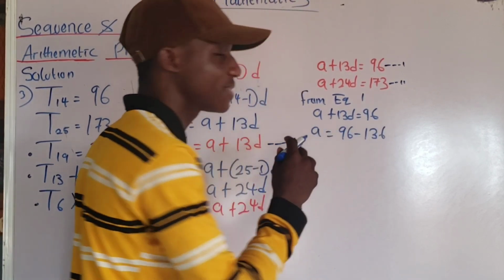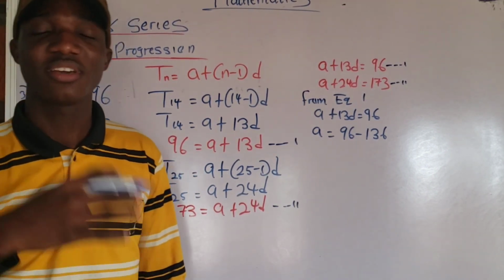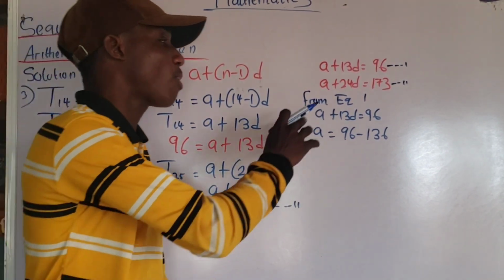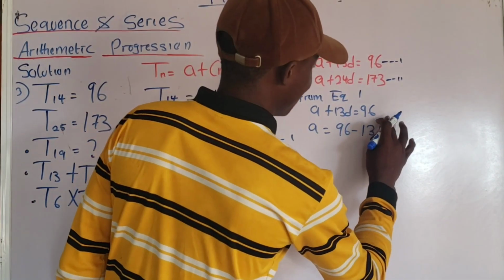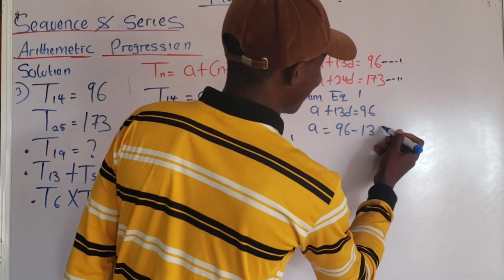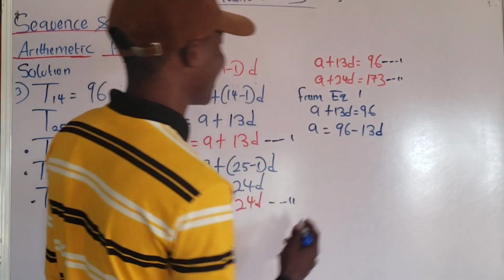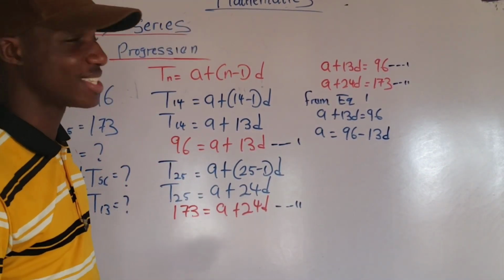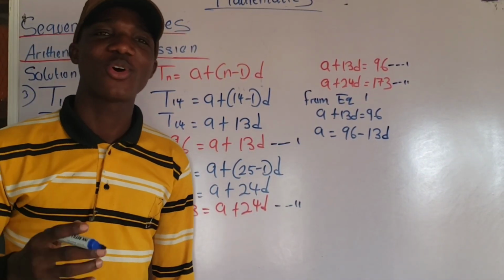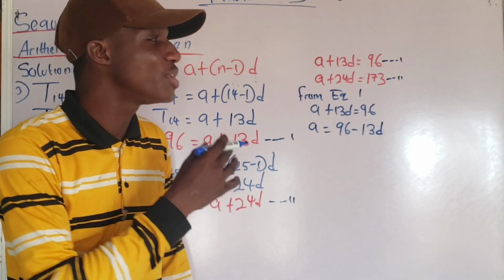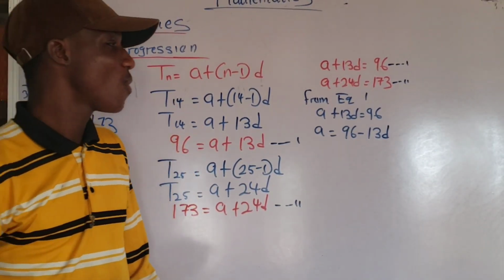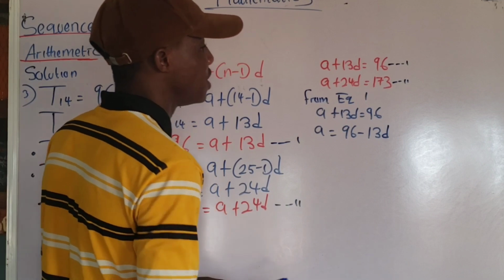You understand? Because if 13d crosses the equals to sign to the right hand side of the equation, the positive sign is going to change to negative. So, no, this is 13d, not 136. Just pay attention, you're going to understand. Now, having made a the subject of the relation in equation 1, I'm going to substitute that value into equation 2.